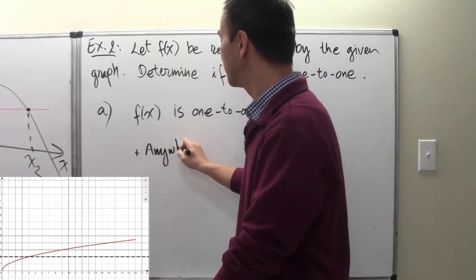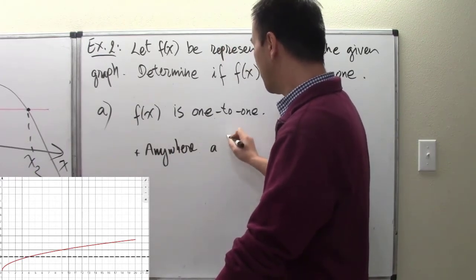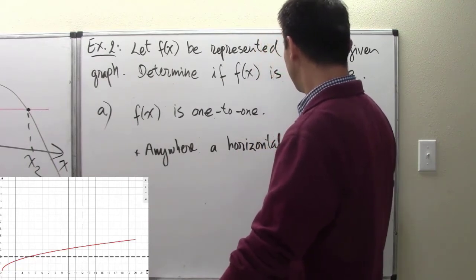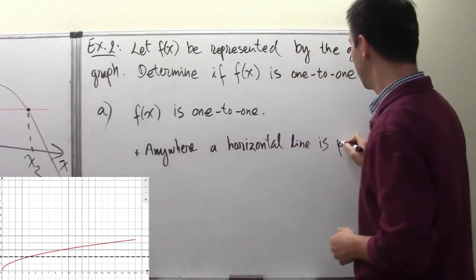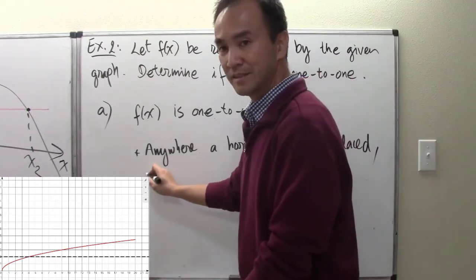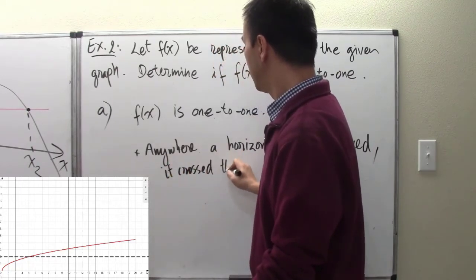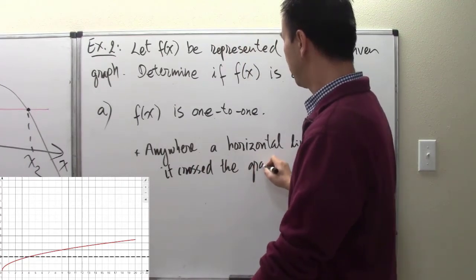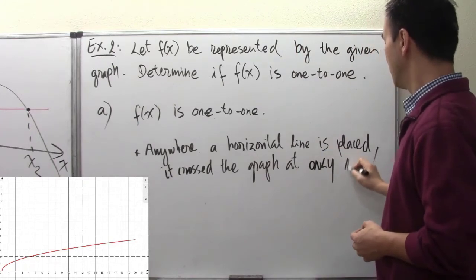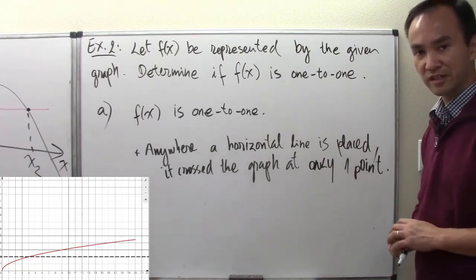F of x is 1-to-1, simply because this is the reason. See, anywhere a horizontal line is placed, okay, it crossed the graph at only 1 point. That's enough to make our statement.